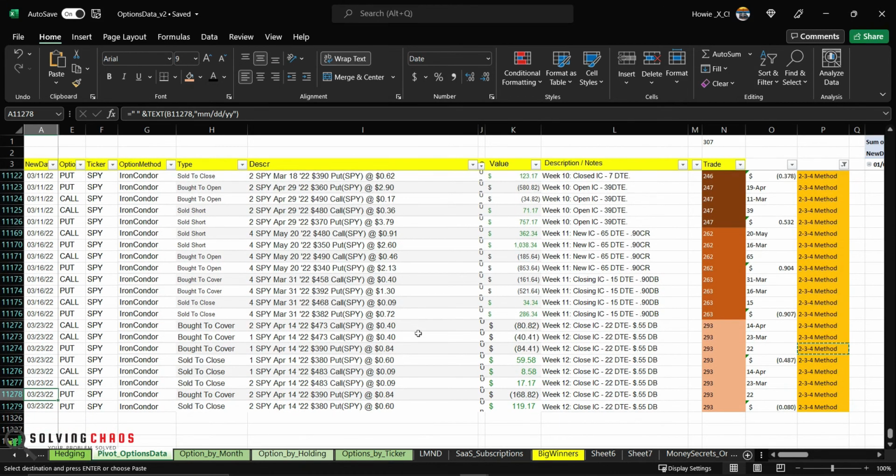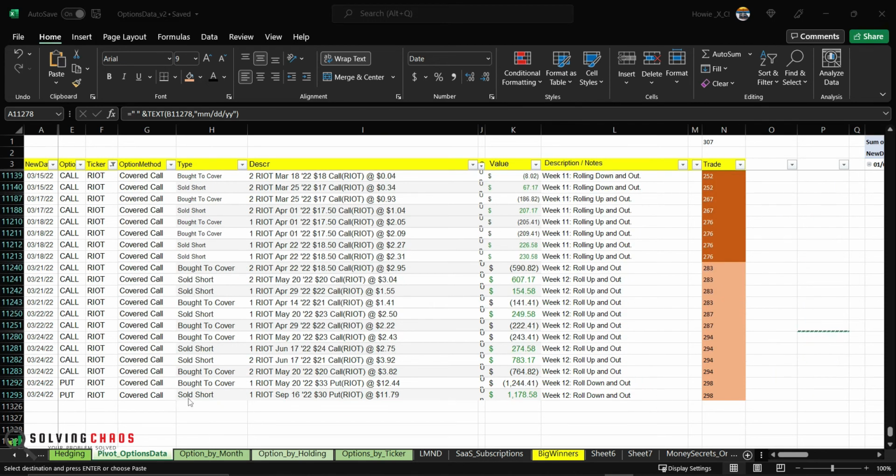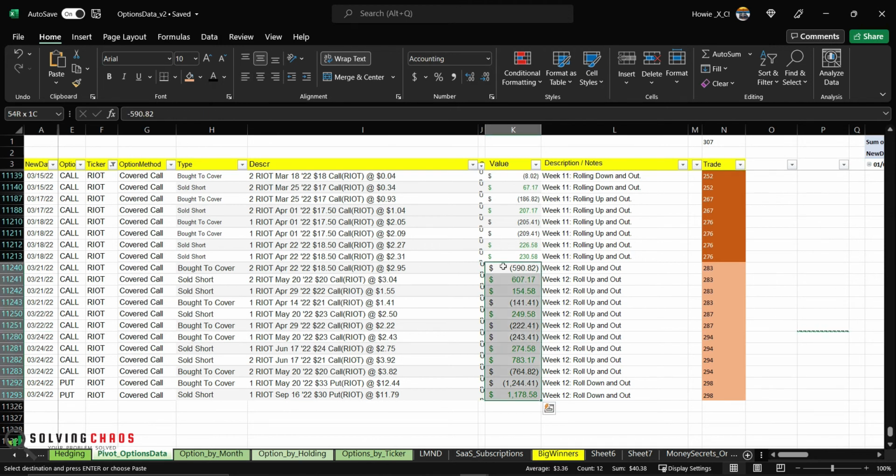Now my portfolio is a little bit more complex because I'm not just running one strategy. So let's look at some other trades that I did this week. I put a filter on RIOT Blockchain, and for Riot Blockchain, you see I did a lot of moves this week. If you look at this number, I only collected $40. So that's not a lot.